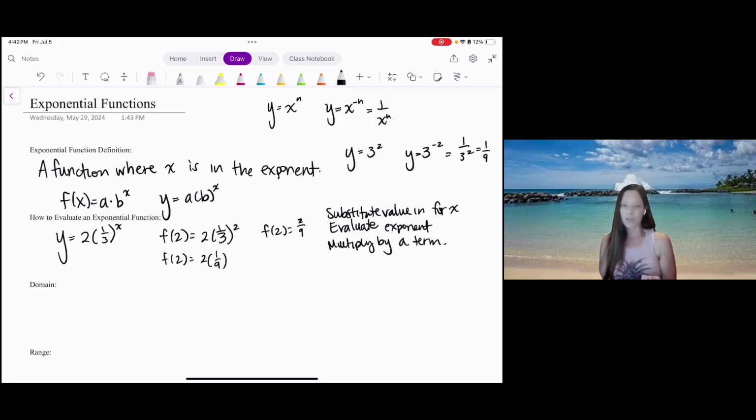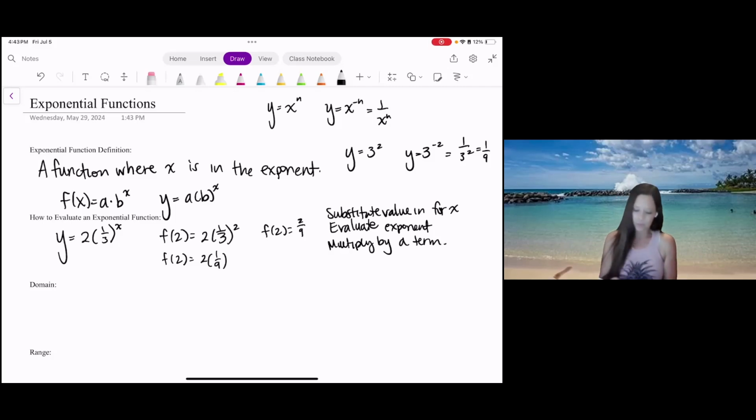That's my range. In my domain, when I'm looking at this exponential growth or exponential decay, I can substitute any input value. I can put in any x value. I can put in positives and evaluate that. I can put in negatives and evaluate that. I can even put in a 0 because anything to the 0 power is 1, which means my domain is all real numbers.